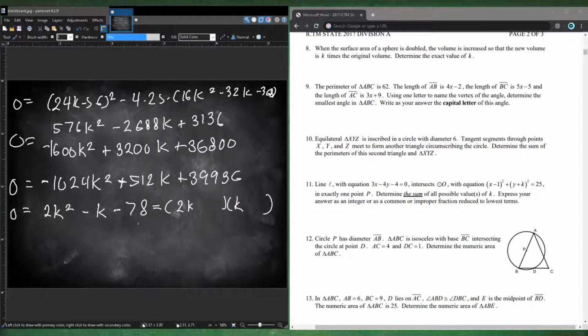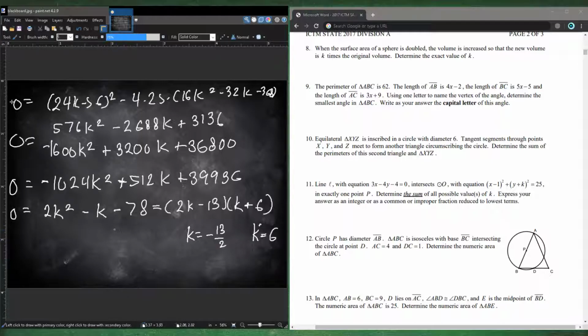So 78 is divisible by 13, yeah, 13. So this one is going to be a plus 6, and this one's minus 13, because this one's plus 12, minus 13. 12 and negative 13 makes negative 1. Okay, so that means k here is negative 13 over 2, and this one is k equals 6.